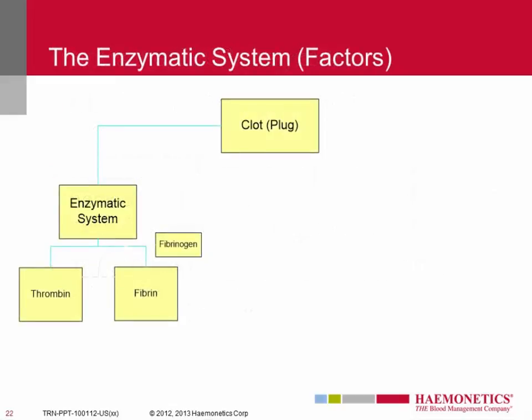So here's the clot, or plug, if you will. The system is first the enzymatic system. So we're looking at thrombin production and/or lack of production. Thrombin is the most potent activator of platelets. It cleaves fibrinogen into fibrins so that we can create that mesh over the platelets and hold them in place. It also creates the connection from platelet to platelet.